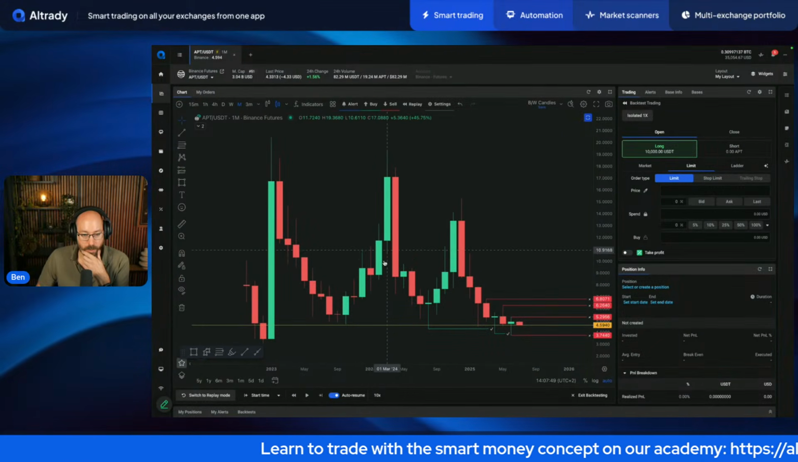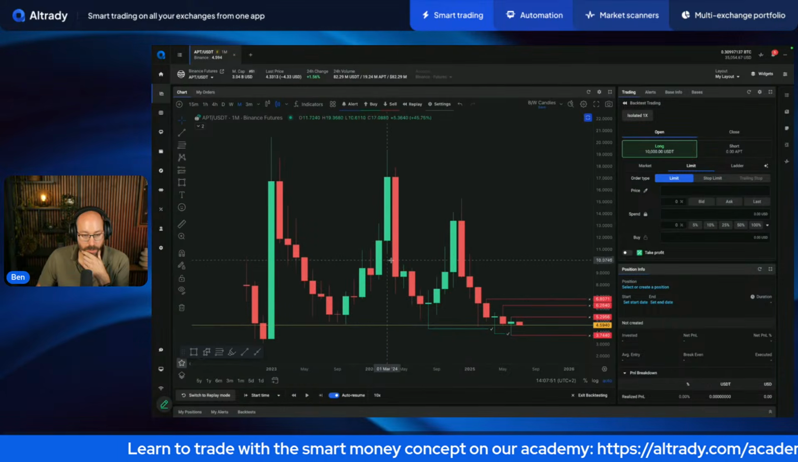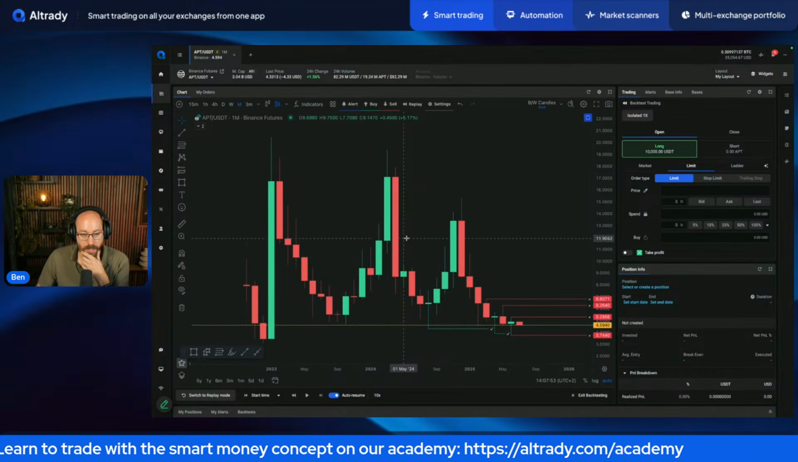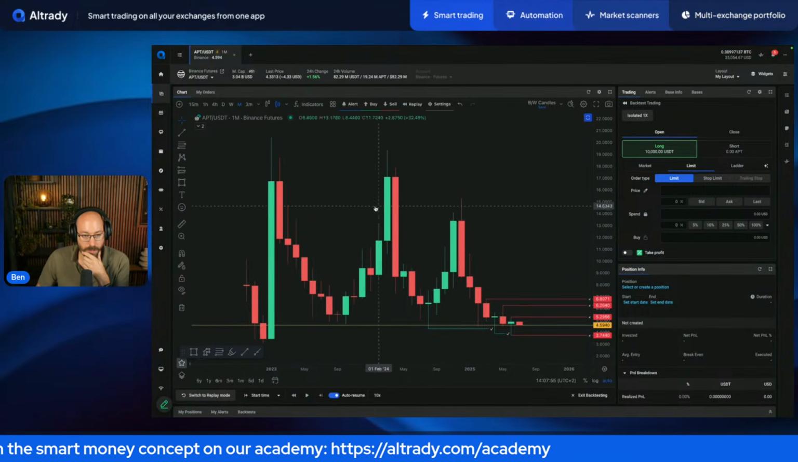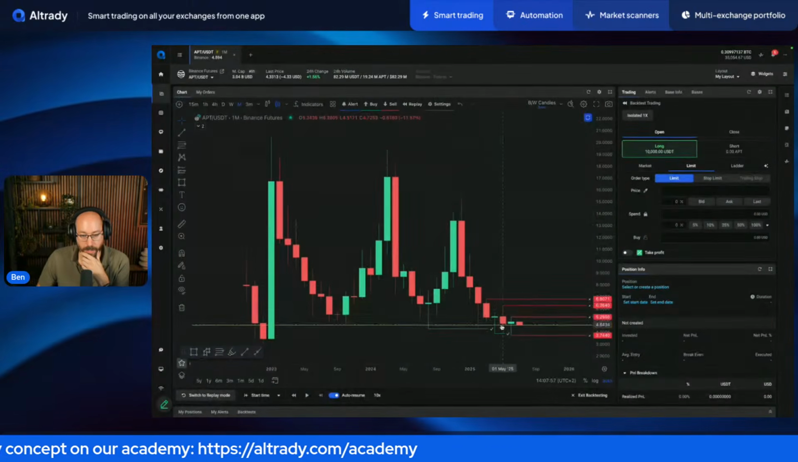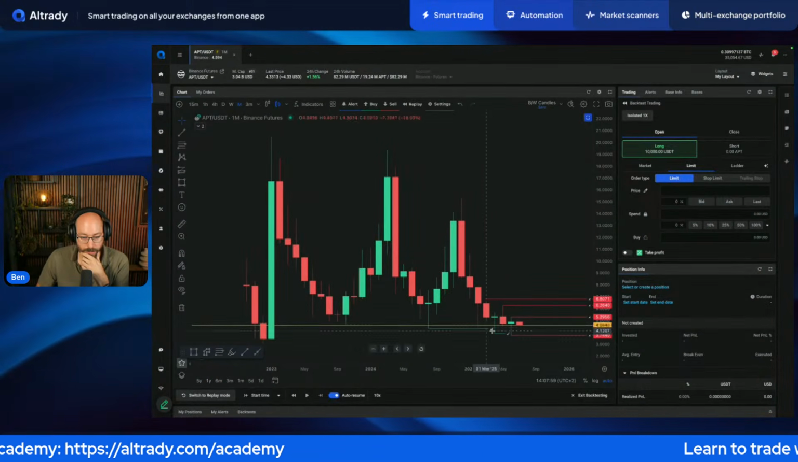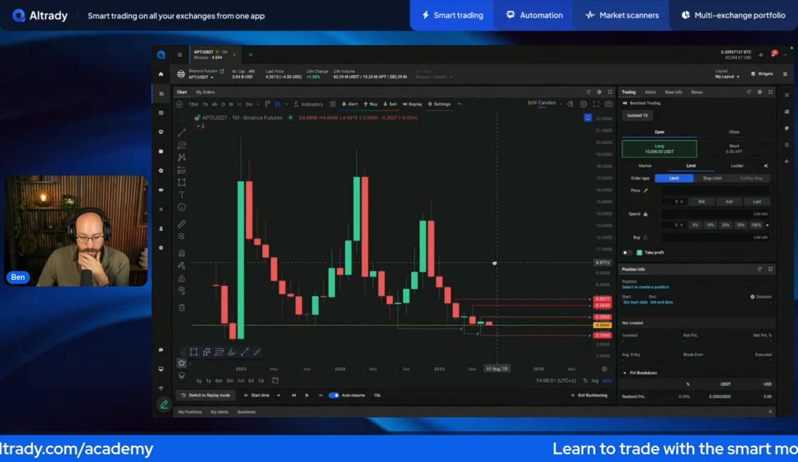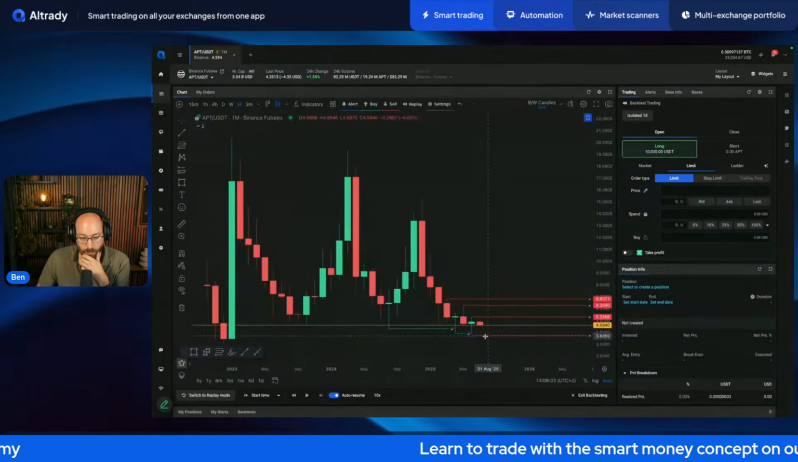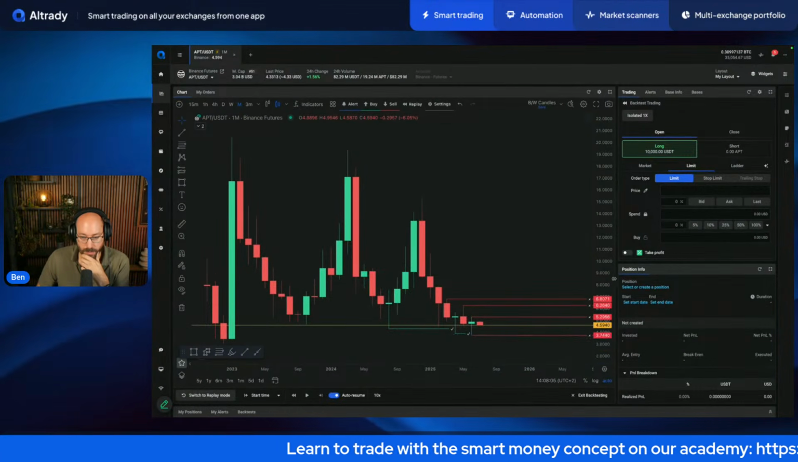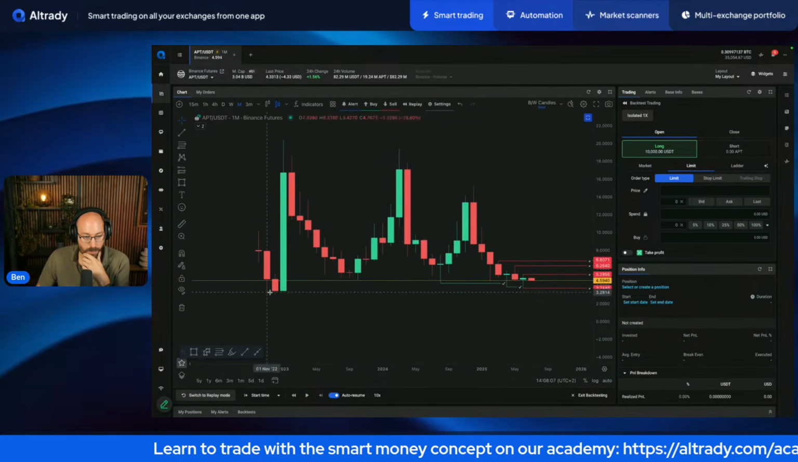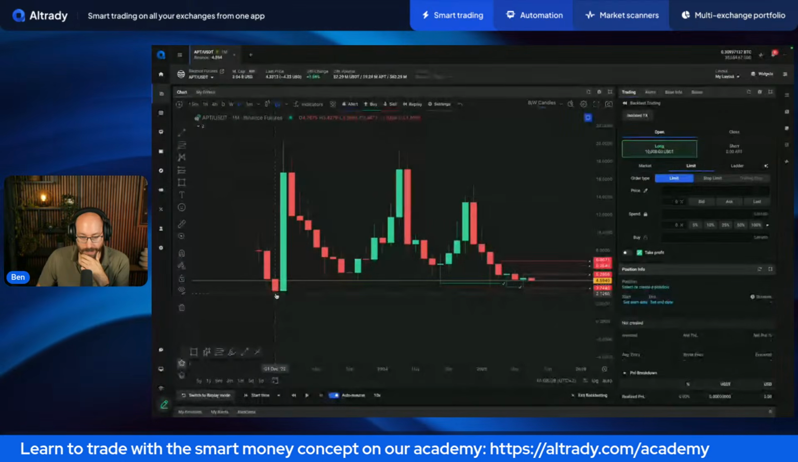So I saw that it moved in here. So in here it got this fair value gap taken out, even in this order block, and then it went down to grab this liquidity. So I would expect, well, either taking out this liquidity to maybe even go to this level. That's an option.